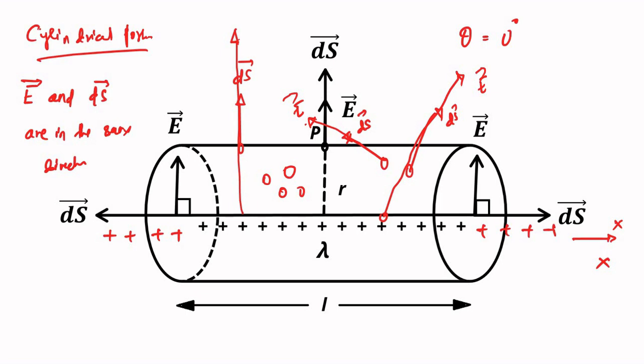Okay, so we'll only have the cylindrical portion where E vector and ds vector are in the same direction, and for these imaginary end caps, the angle between E vector and ds vector will be 90 degrees. So now we have to apply the concept of Gauss law and electric flux.